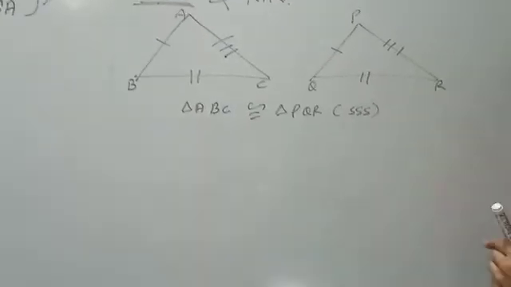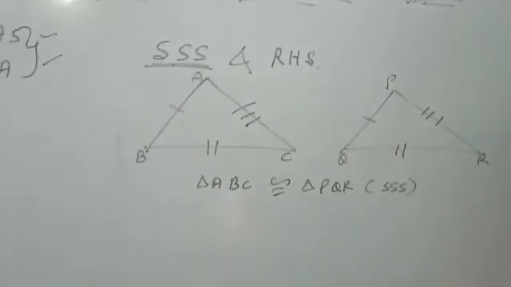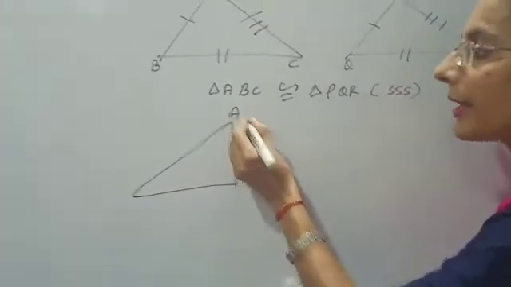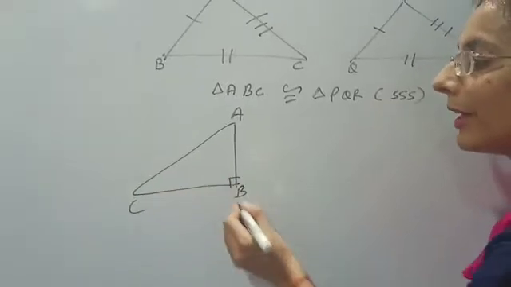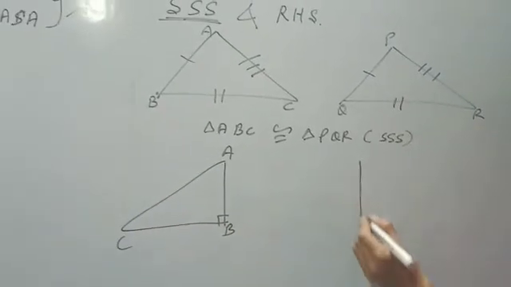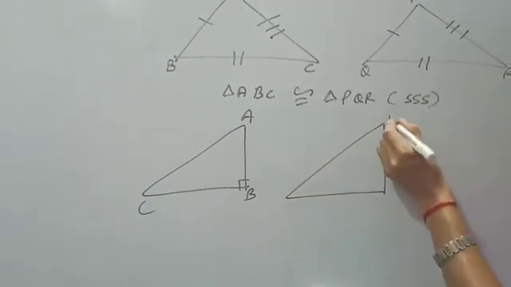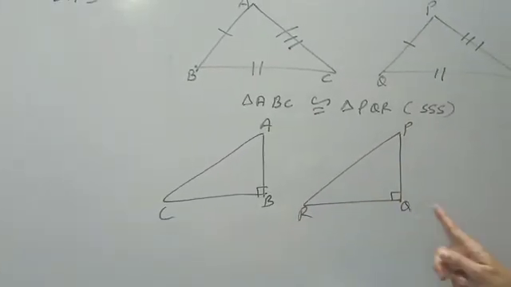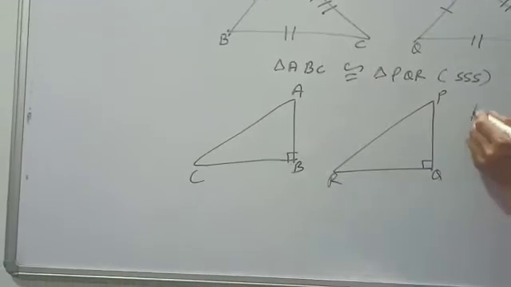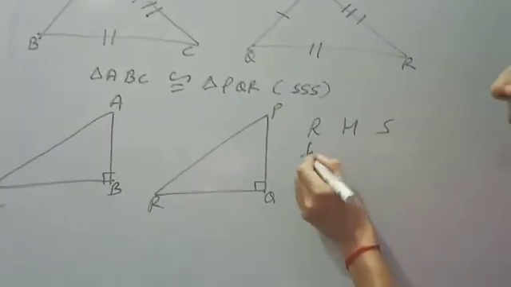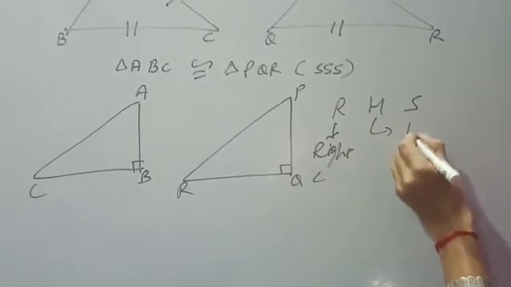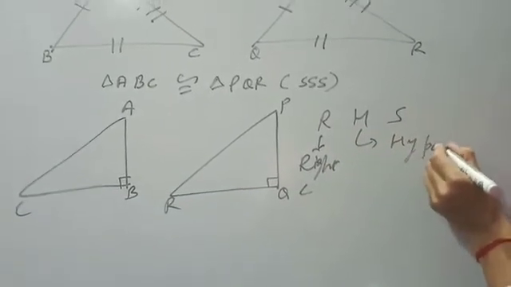Next is RHS congruency. Suppose we are given two triangles. Here is triangle ABC having 90 degrees at point B, and another triangle PQR. Here the angle at Q is 90 degrees. Then we can say RHS. R means right angle and H means hypotenuse.